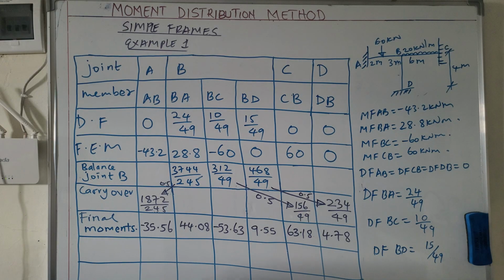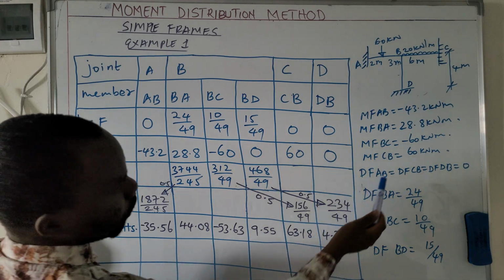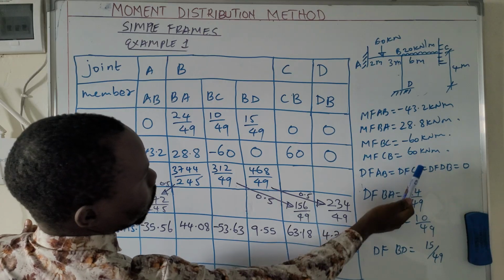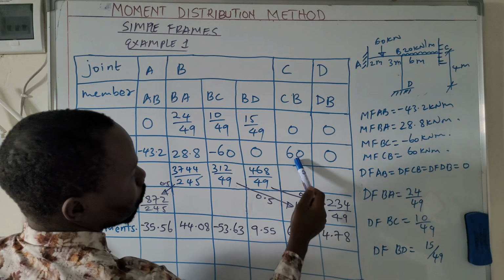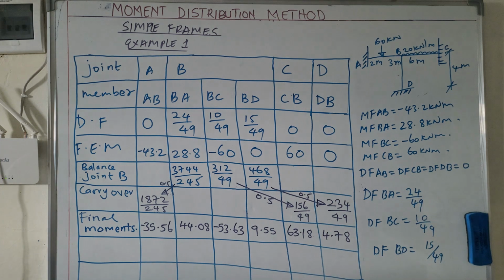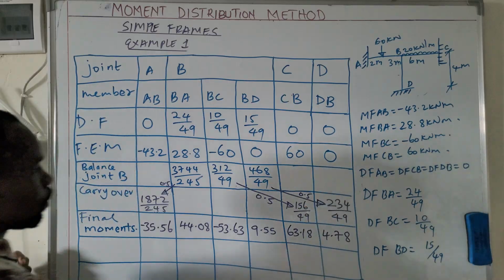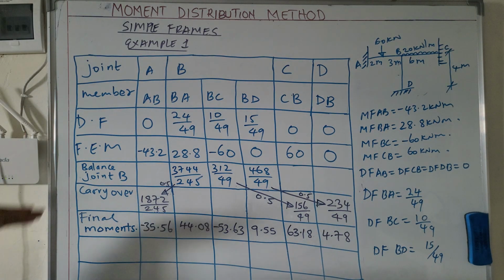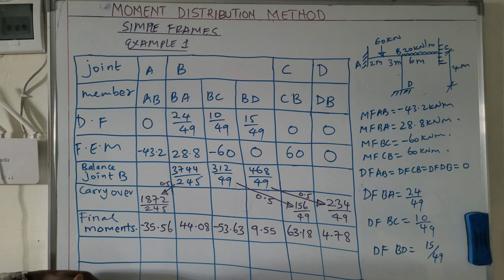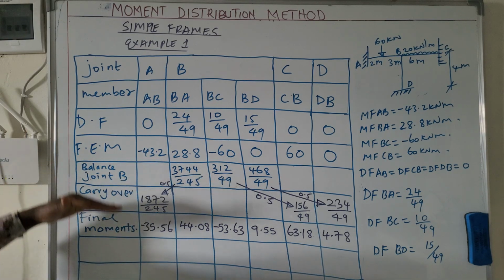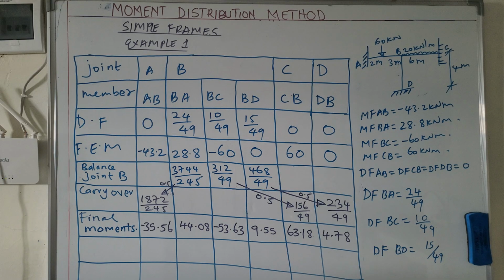We proceed to CB. CB is 60. Take it from here, bring it here, 60. And then you go to DB. Again, we said no loading, so 0. Then from here going downward is what is required of you to do, which is to start calculating by balancing and carrying over.